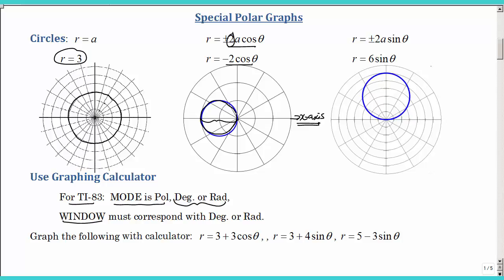That would be negative 2 cosine theta, where this would be positive 2 cosine theta. Sine also gives you circles. That would be your diameter. 1, 2, 3, 4, 5, 6.